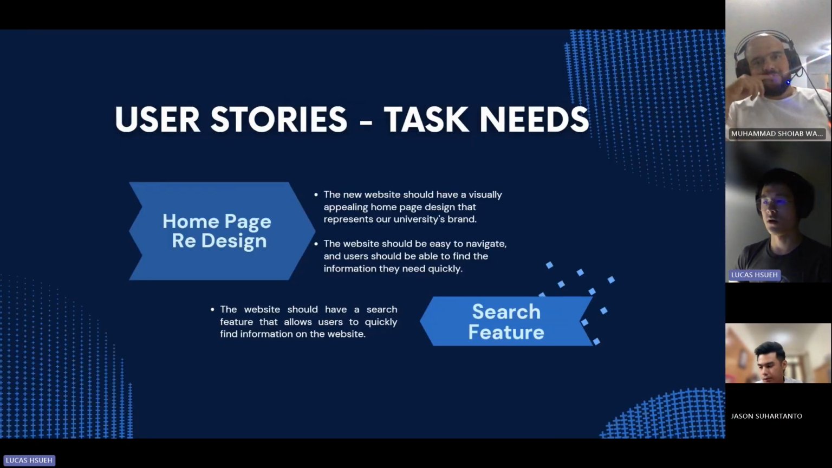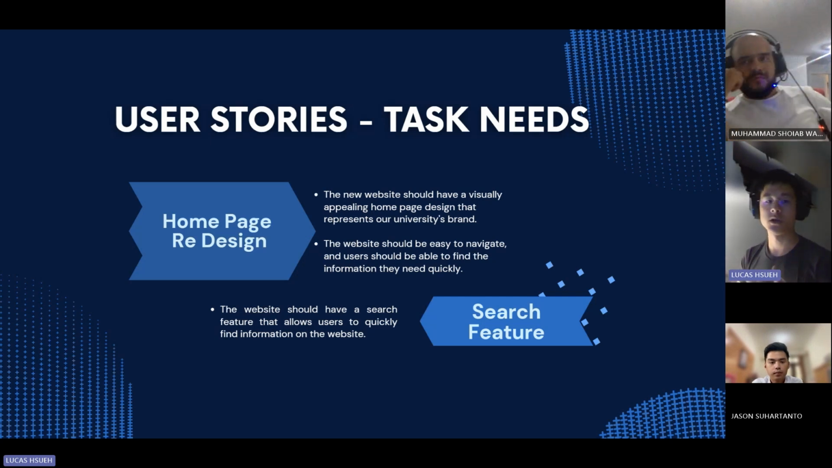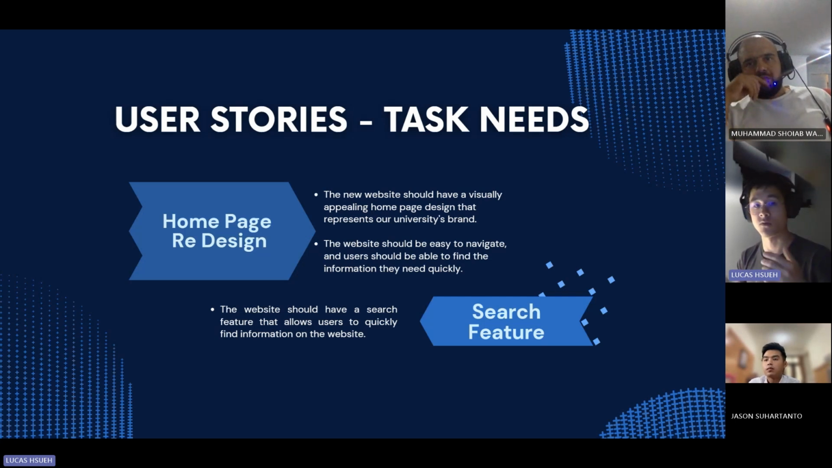All right, now I'll be identifying the user stories, their tasks, and how they relate to what the project master asked us, the developer team, to do. We have some requirements, for example, that the new website should have a visually appealing homepage design, and that the website should be easy to navigate, and users should be able to find the information. For these two, we have the user story: as a student, I want a visually appealing homepage so that I can easily find important information.